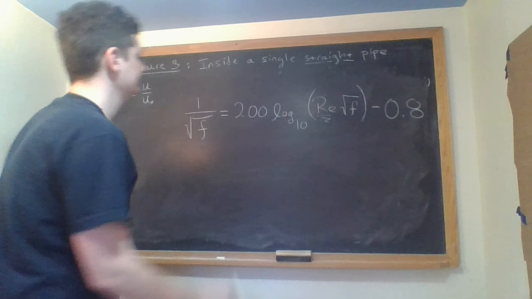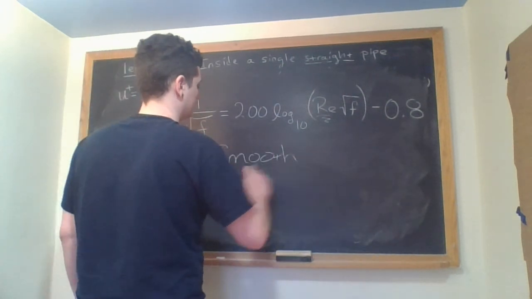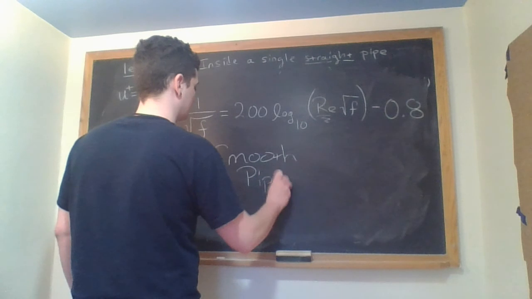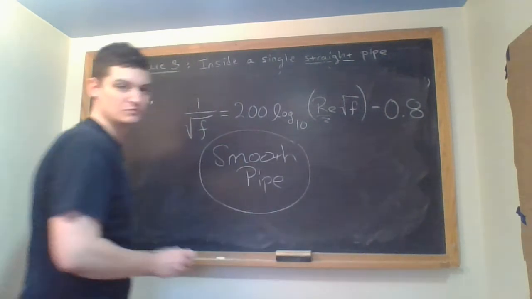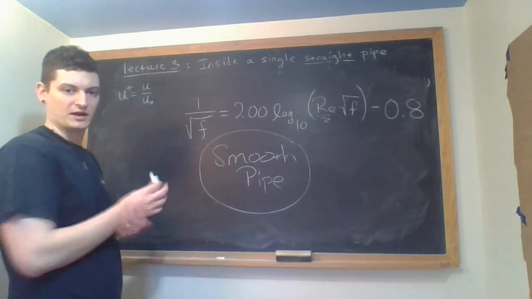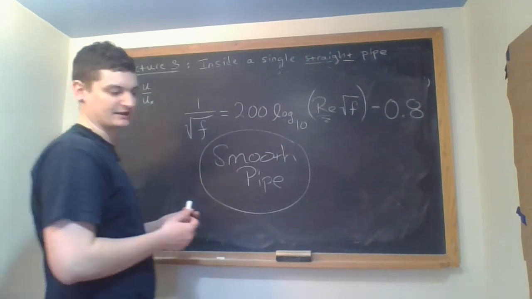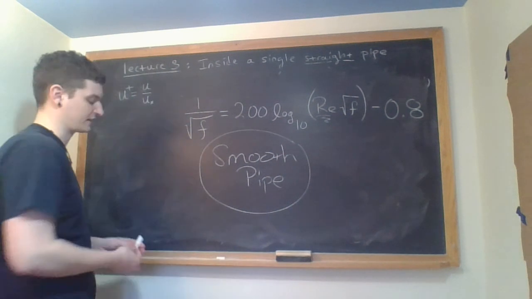So up next, this is actually all for smooth pipes. So the next step to really get everything right is we want to talk about rough surfaces on the inside of pipes and get those friction factors as well.